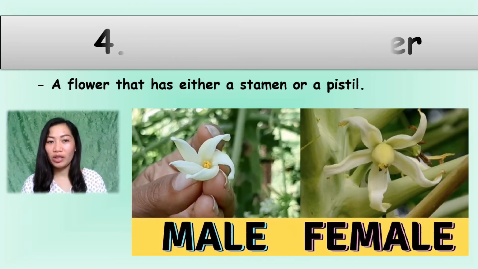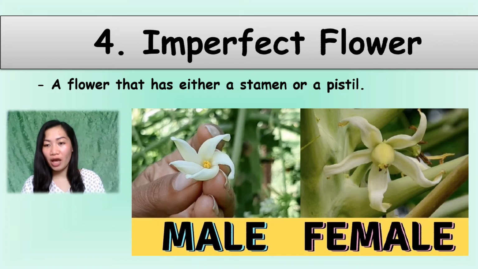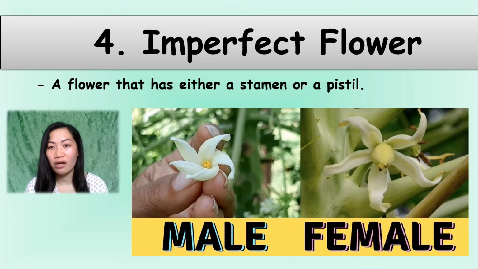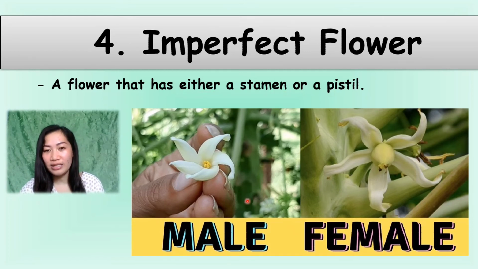We have also what we call the imperfect flower. So we have perfect and we have also imperfect flower. When we talk about imperfect flower, it means that the flower has either a stamen or a pistil. Like for example, the papaya blossom. Okay, we have here this one. The stamen is found in one flower, while the pistil is found in another flower. They are not in one flower.